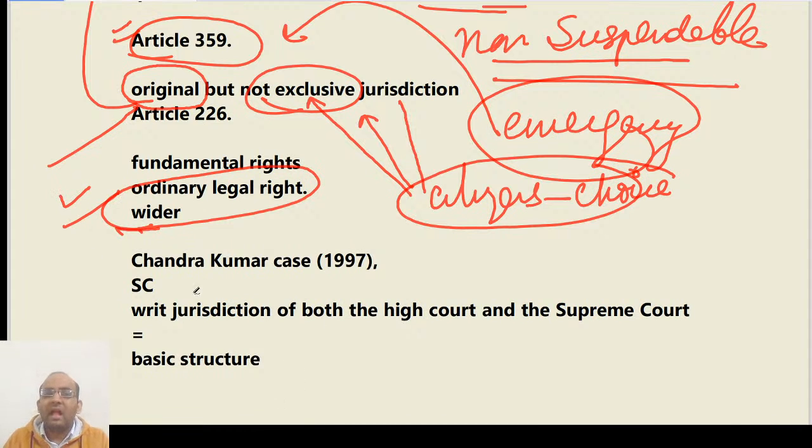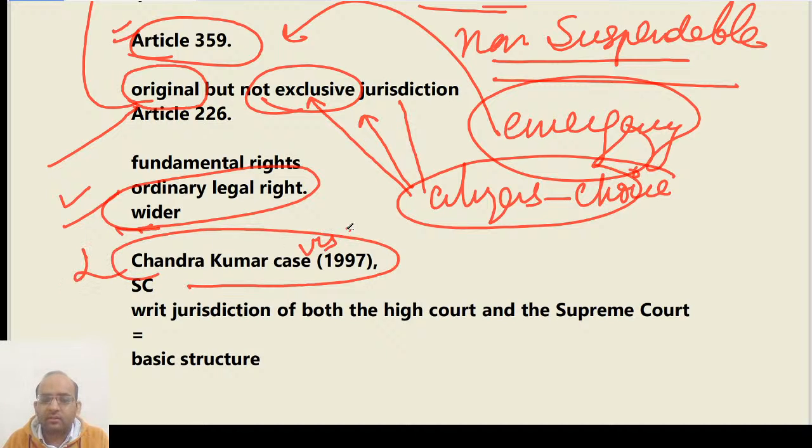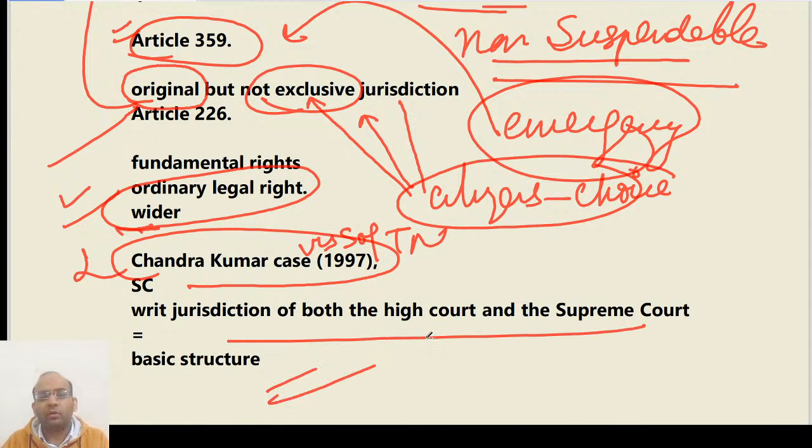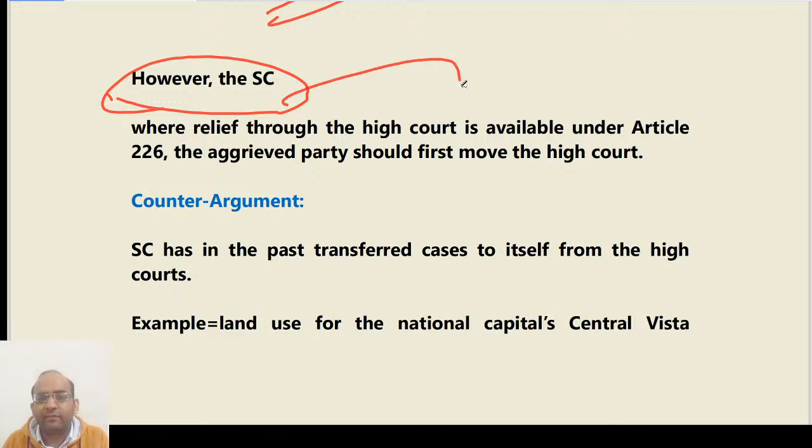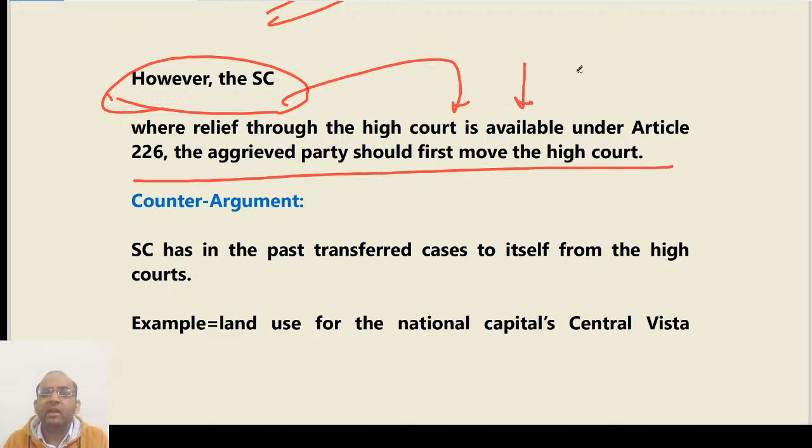And in the L. Chandra Kumar case versus State of Tamil Nadu, the Supreme Court said this jurisdiction of both the High Court and the Supreme Court is part of the basic structure of the Constitution. But the Supreme Court also said if you can get relief from the High Court, first approach the High Court. It would reduce the burden on me, it would ease convenience for you, and the High Court would also be able to play its constitutional role.